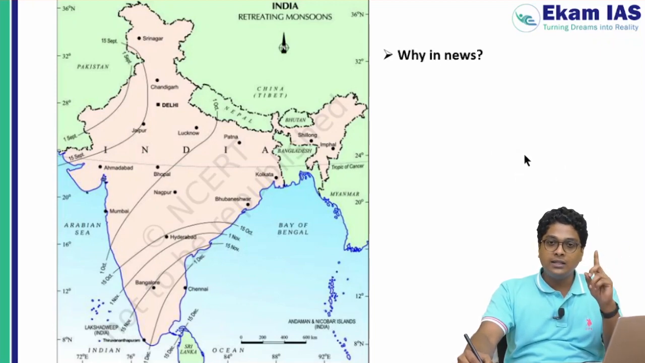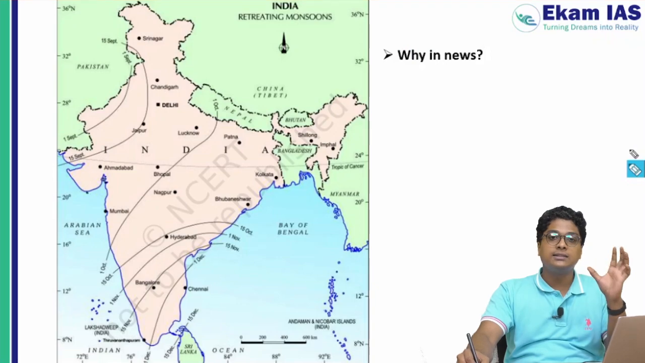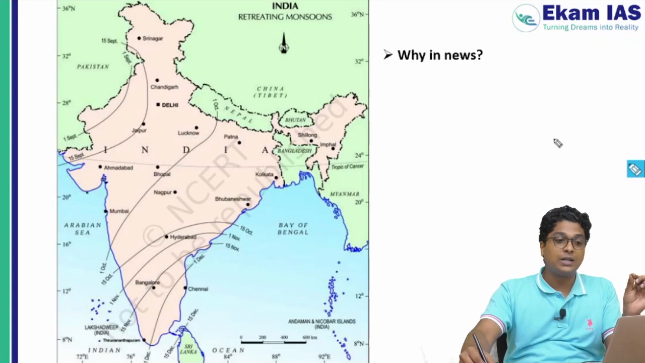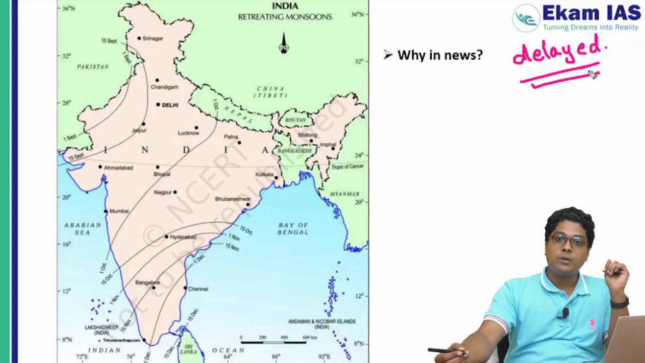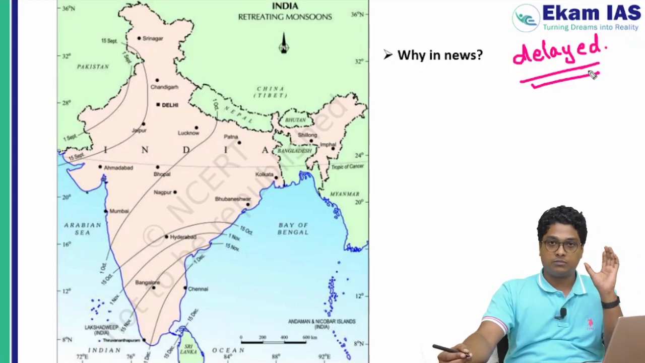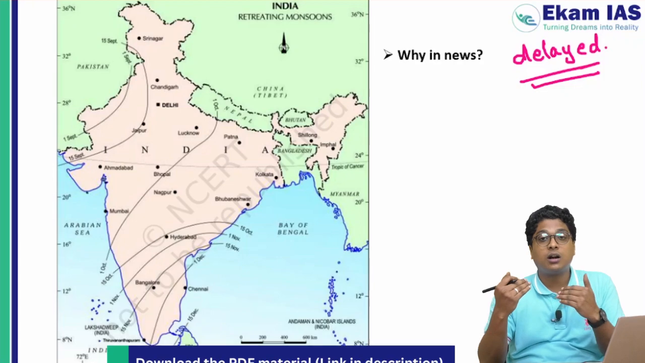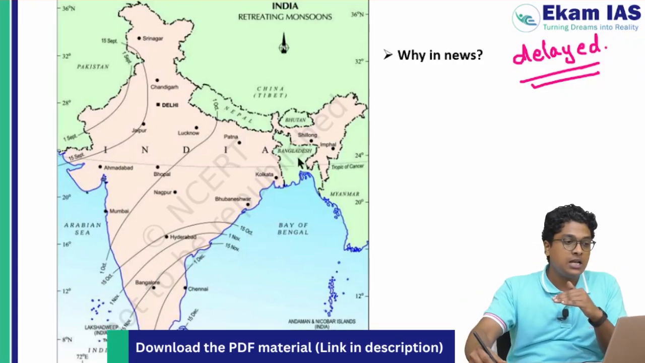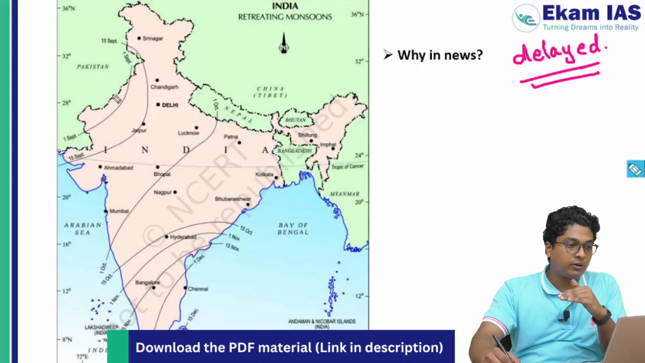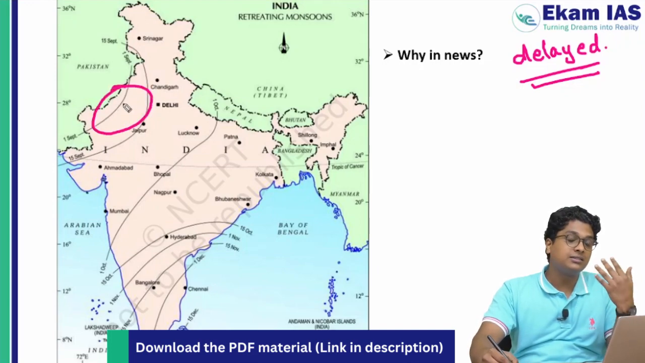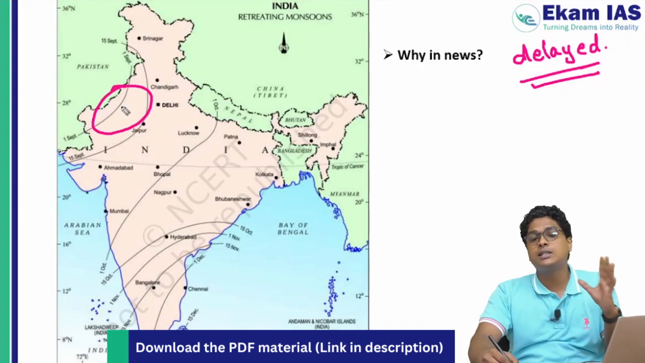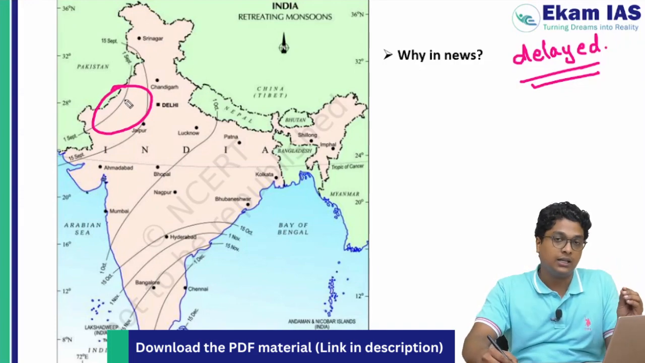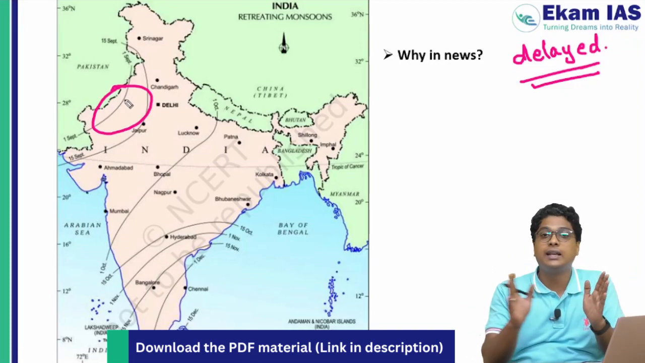Now the main reason why this is in news is that this year, in 2023, the retreat of the monsoon is delayed. The monsoon winds are delayed. Usually the retreat should start from around mid-September from the western Rajasthan region. Usually the date is around September 17th. And this year, around one week delay is there.